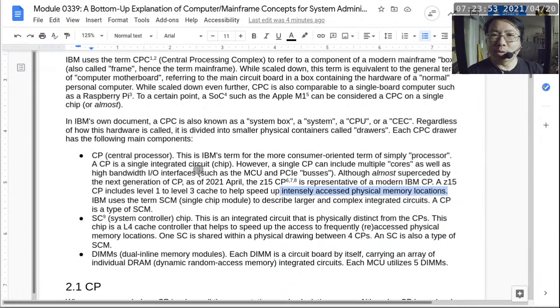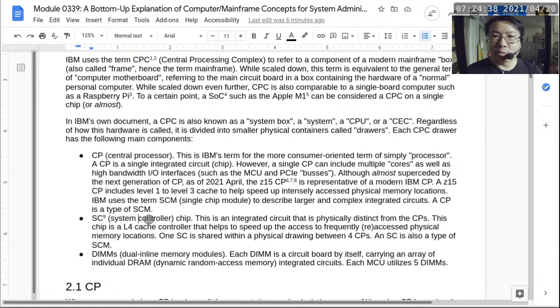Back to the central processor, IBM uses the term SCM, or single chip module, to refer to a chip like the central processor. But the SCM term is also used to refer to the next item, which is the SC, the system controller. The system controller does not really do a whole lot of processing, but it's a coordinator amongst the different drawers. It's not even a coordinator just within the central processors of the same drawer, but it also coordinates all the different processors across all of the different drawers.